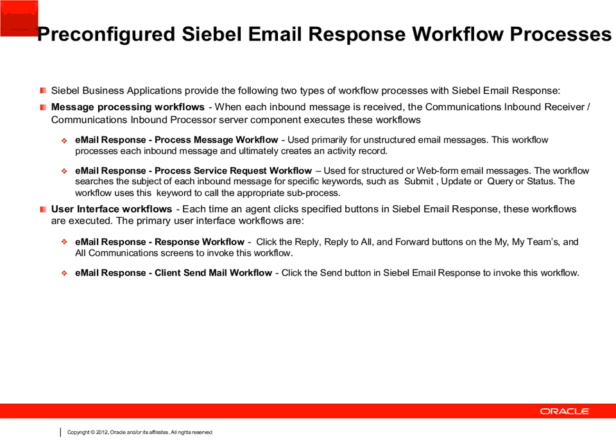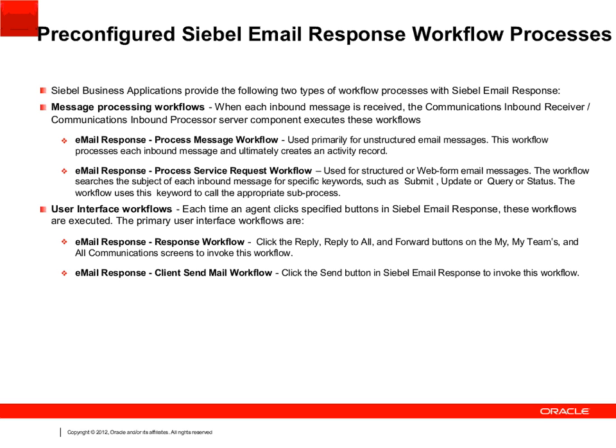The first type of workflow is the message processing workflows, which include the following two workflows: email response process message and email response process service request. Process message is used primarily for unstructured messages, and this creates an inbound email activity record. Process service request is used for structured messages, and this searches the subject of each inbound message for specific keywords. Based on the subject, the workflow uses this keyword to call the appropriate sub-process.